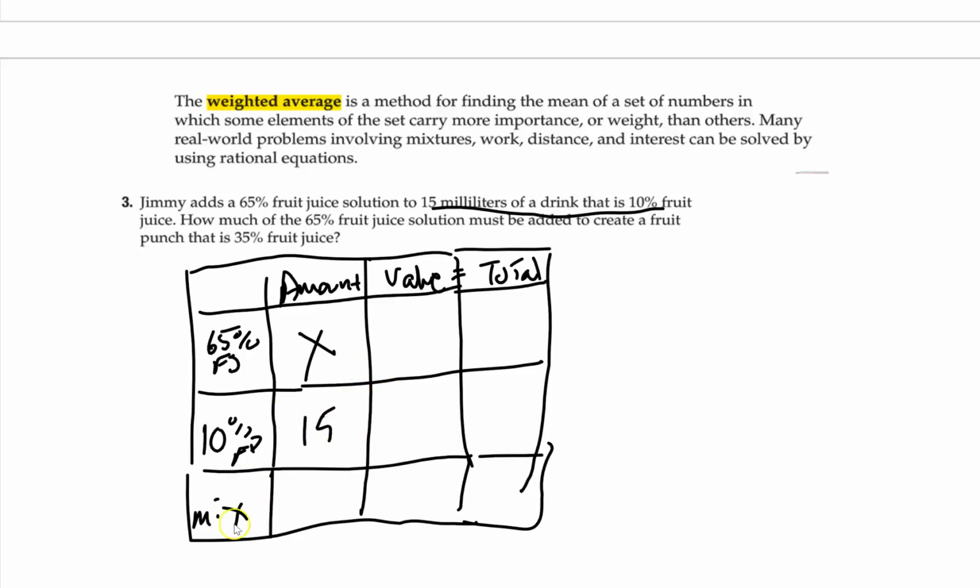Right, now again, think about this logically. The mixture, right? I'm adding this to that. So if I'm adding this x amount to 15 milliliters, I'm going to get 15 plus x, or x plus 15. Right, just add these two down.